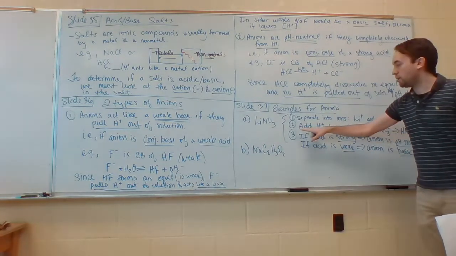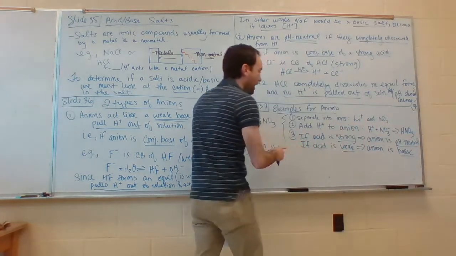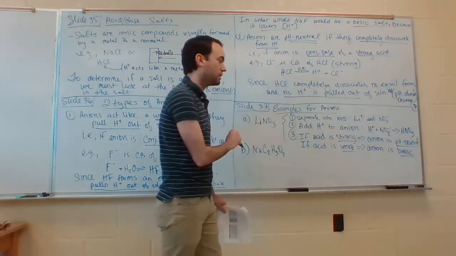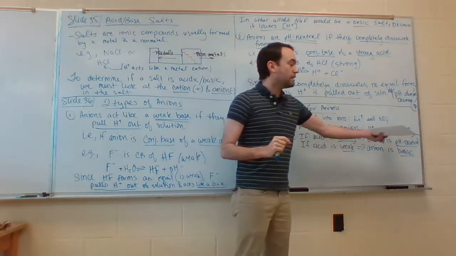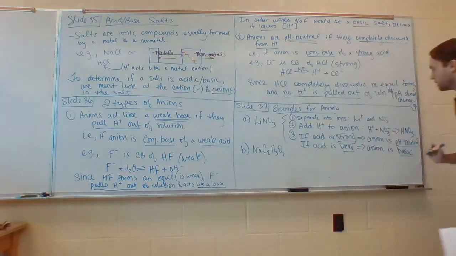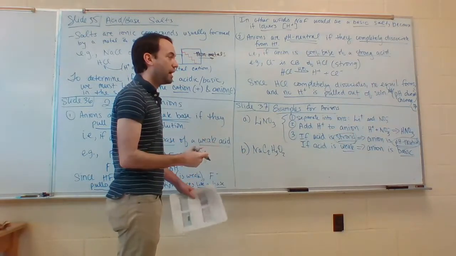Then we're going to add H plus to the anion. Well, we know that our anion is our negatively charged species, so we're going to add H plus to our nitrate ion. And that's going to give us HNO3. Then you're going to look at that species that you formed, and if that acid that you formed is strong, then it's going to be pH neutral for our salt. And if the acid is weak, then the anion is going to be basic. So, is nitric acid a strong or a weak acid? It is a strong acid. So that means that our salt is pH neutral, or rather that we have a pH neutral anion.